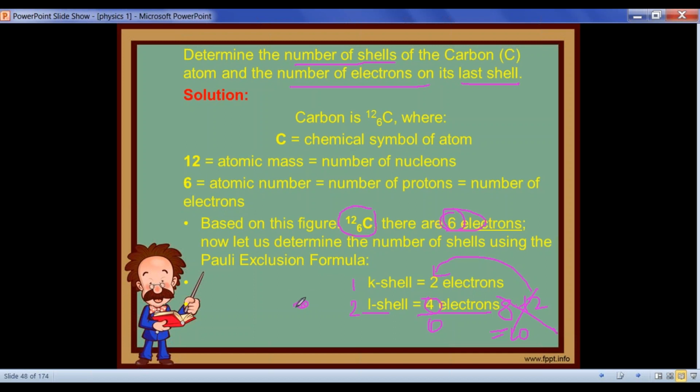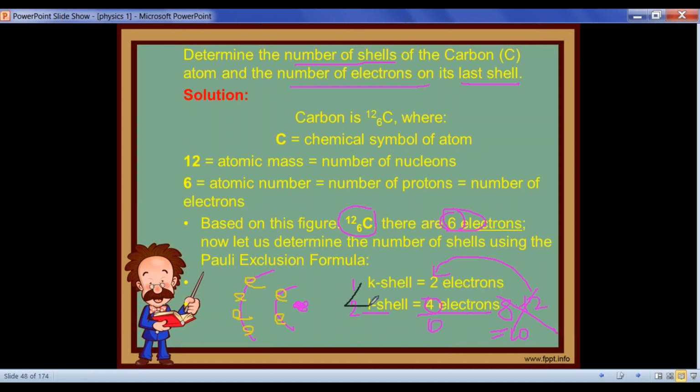So if we're going to draw, we have this, for example, this is the nucleus. Then we have the electrons. So we will change the color to make it more understandable. So these are the electrons. Dalawang electrons sa K-shell. Dito we have 4. 2, 3, 4. So, ito po yung representation ng ating ginawa.